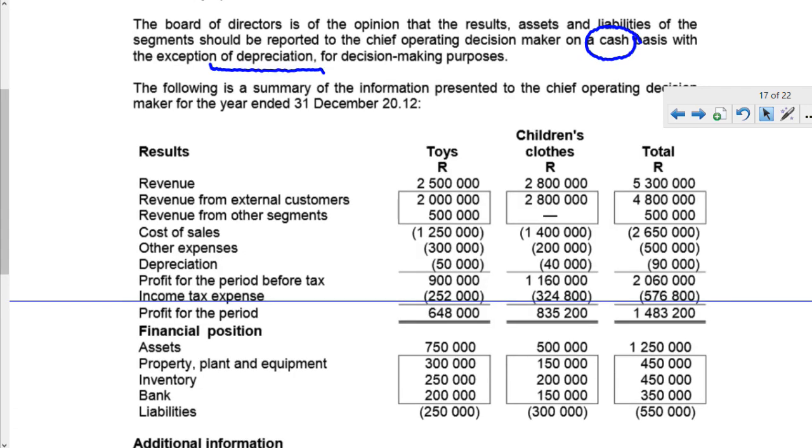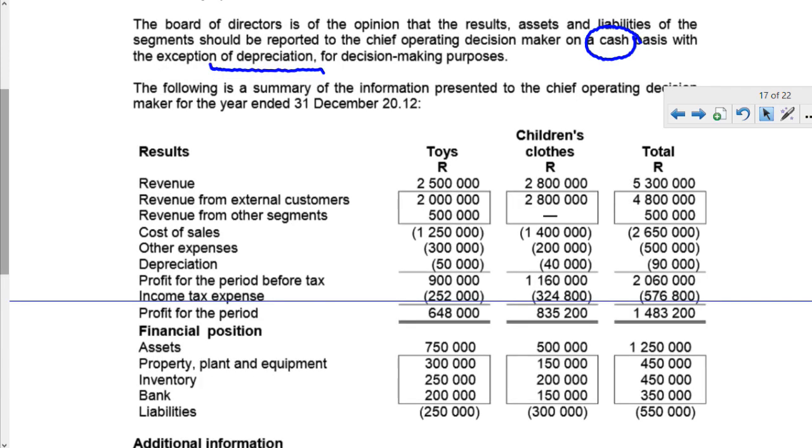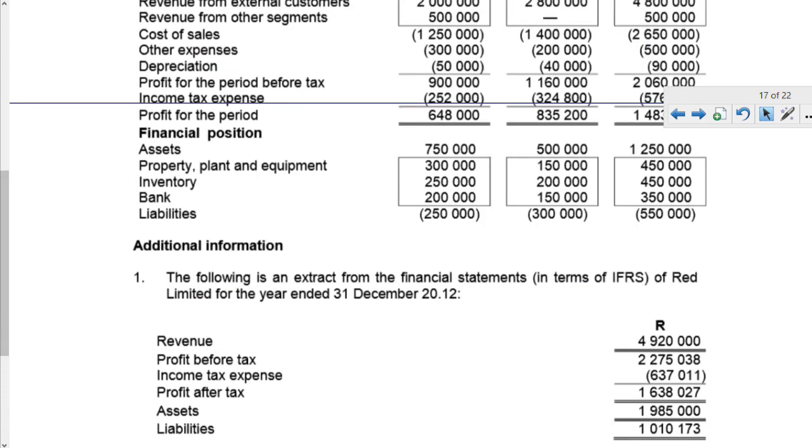Revenue, cost of sales, other expenses, depreciation, profit, financial position, all the assets, liabilities, additional information. The following is an extract from the financial statements of IFRS. So total revenue here is 4920, and it doesn't balance to any of the numbers here. Do you agree? Something there isn't right.